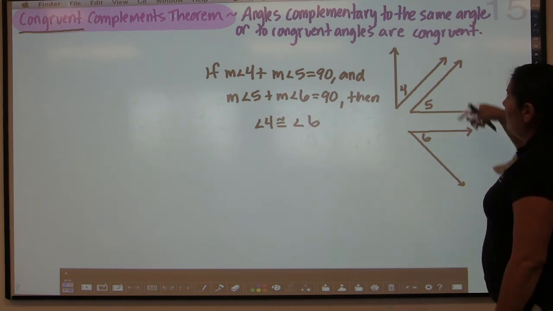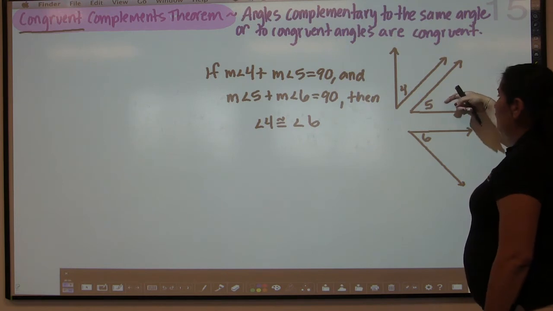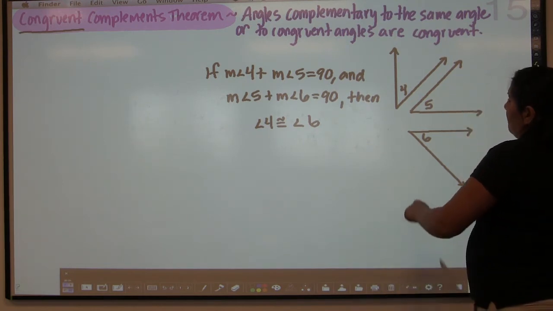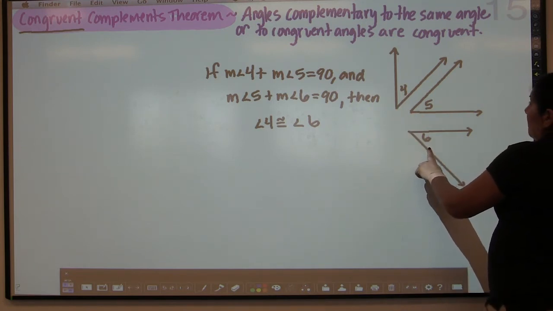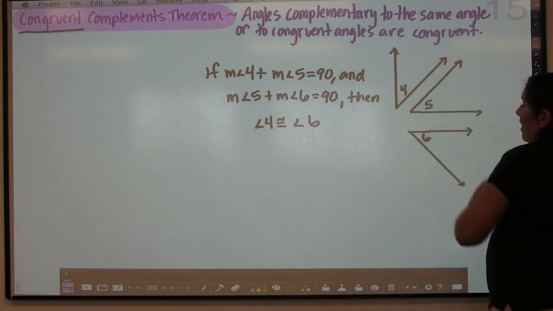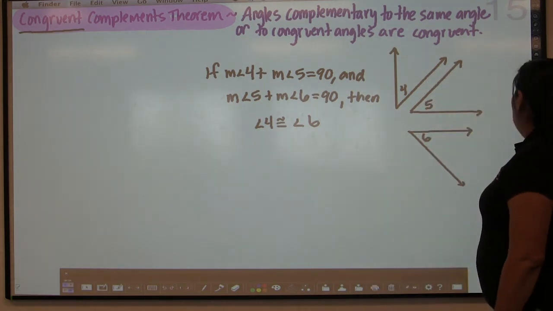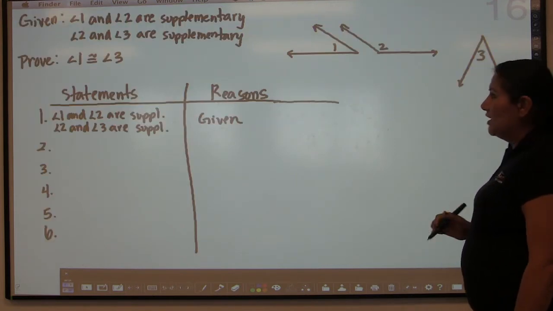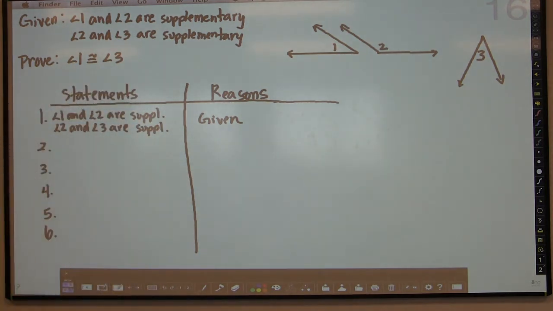So again, we have that angles 4 and 5 are complementary, they equal 90, but also 5 and 6 equal 90, so they're also complementary. Angles 4 and 6 are complementary to the same angle, which is angle 5, and therefore angle 4 is congruent to angle 6. All right, and so those are some theorems that you need to have in your notebook. And so I'm going to show you how we can prove this theorem.